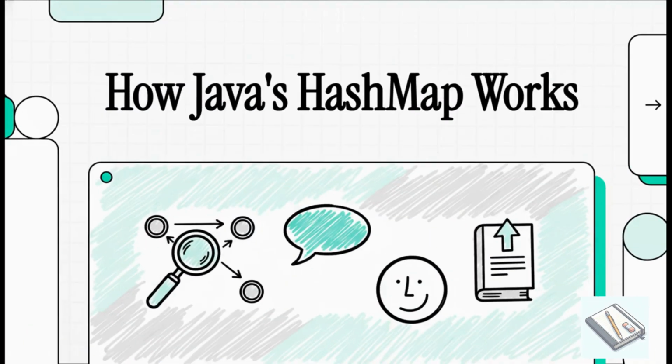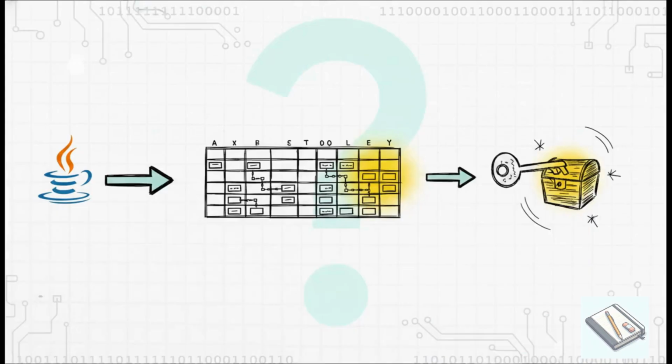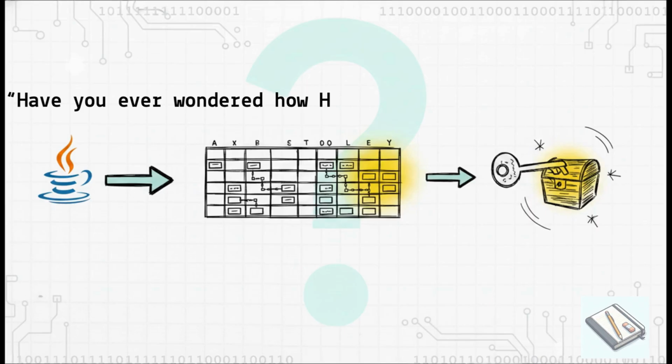Hello and welcome. In this explainer, we are going to break down one of Java's most powerful and, let's be honest, most frequently used tools, the HashMap. Have you ever really stopped to think about it? How does a Java HashMap pull one specific value out of potentially millions of entries in what feels like an instant? I mean, it seems like some kind of magic, but it's really just some seriously clever engineering.